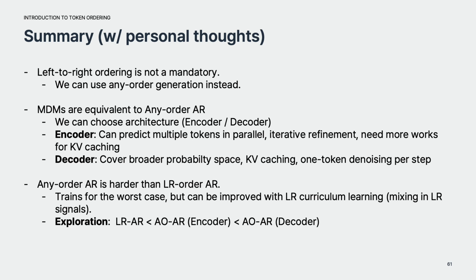So here's another important point. Any-order AR is just tougher than left-right AR. It's like training for the worst-case scenario. But if you start with some left-right training, what we call curriculum learning, you can make it converge much better. And if we compare, left-right AR is the easiest, encoder-based any-order AR is in the middle, and decoder-based any-order AR is the hardest.